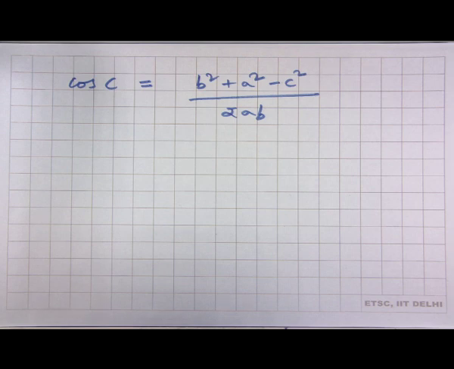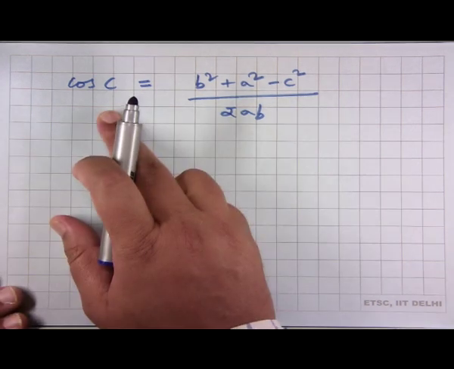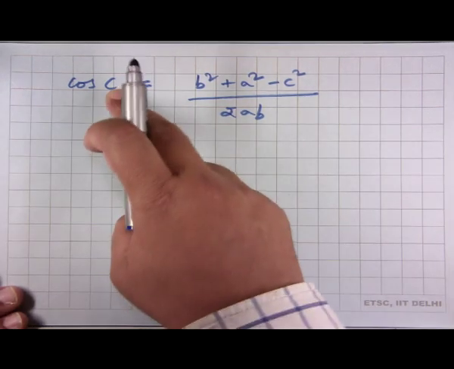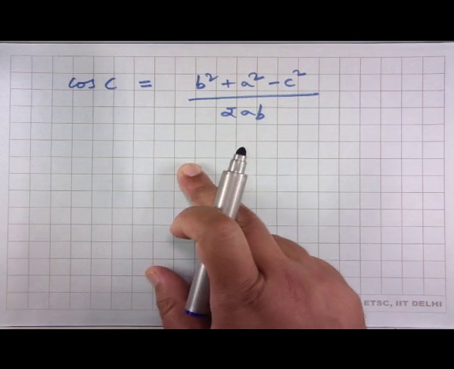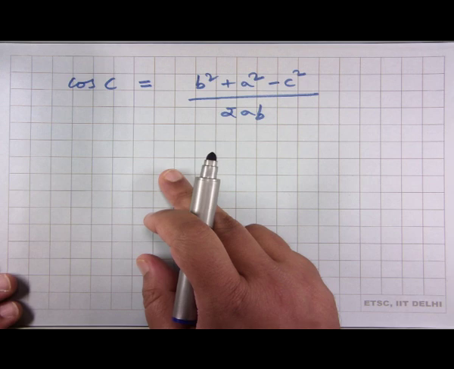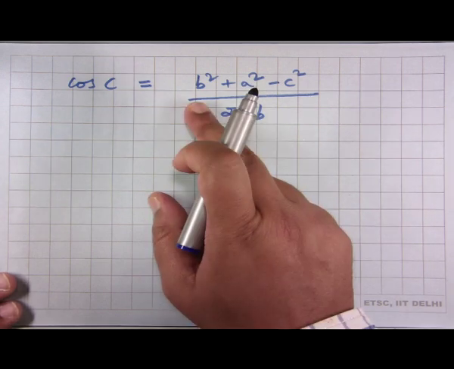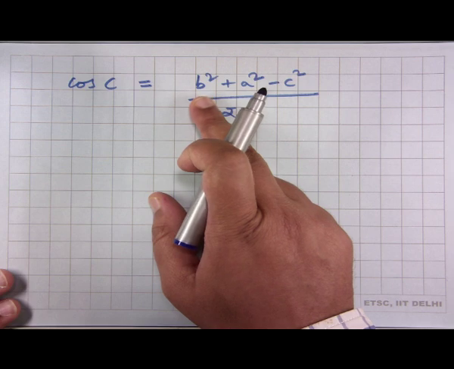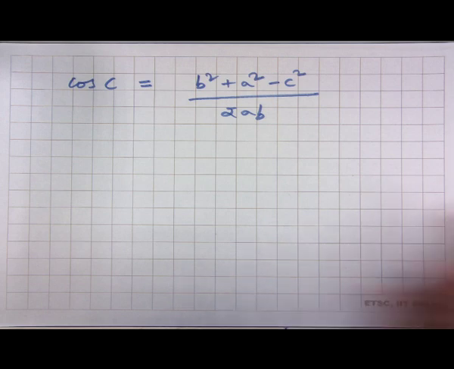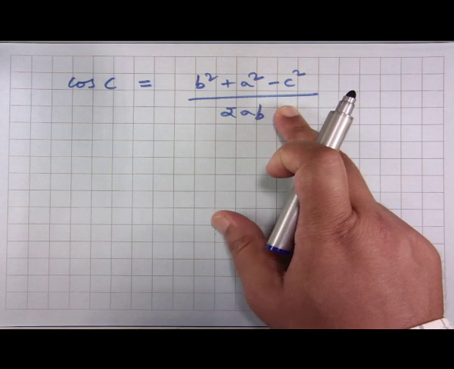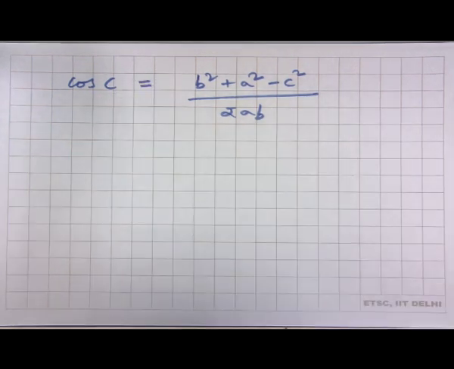So, using this formula, this is called the cosine law for the angle C. It says that in this triangle ABC, if we know the lengths of the sides of the triangle, which are a, b and c, then by using this formula, we can exactly find out the cosine of the angle C.